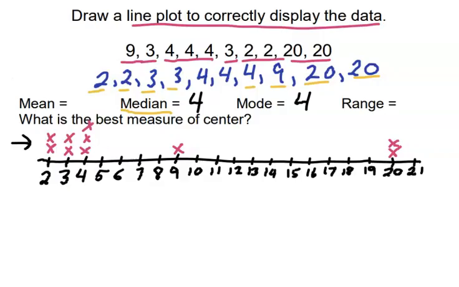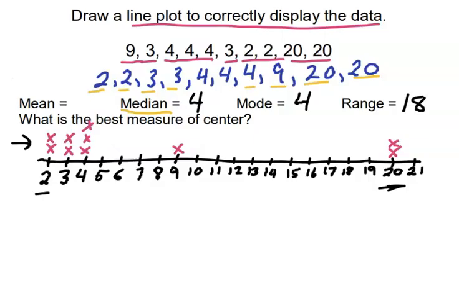Then we have the range. Well, the range is the largest number that we have in the data set, which is 20, minus the lowest number that we have in the data set, which is 2. 20 minus 2 is 18. That's our range.